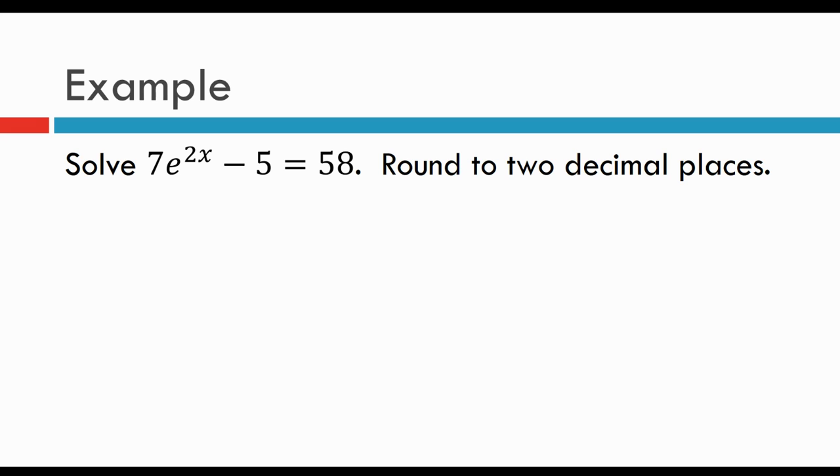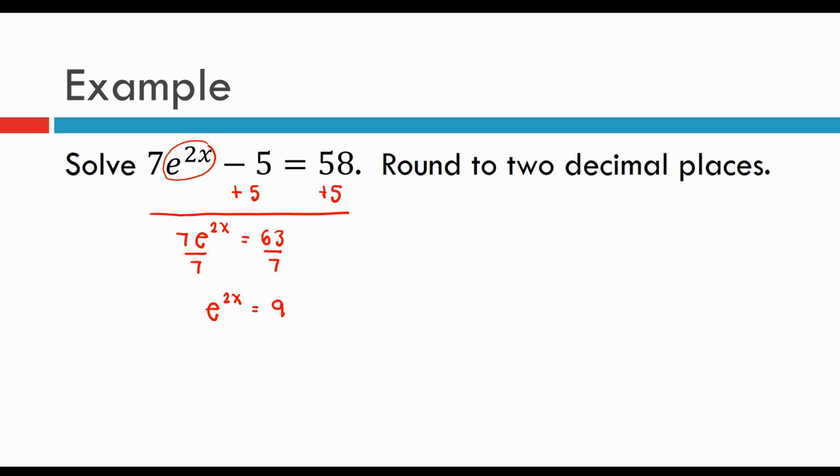Okay, let's take a look at this example. We're going to solve 7 times e to the 2x power minus 5 to equal 58. Once again, we're going to round to 2 decimal places. Okay, so because we do not have our base by itself, this is what we want to get by itself. We have a 7 and we have a negative 5 on the same side. So our first step is we have to isolate to get that e to the 2x power by itself. So following the rules for solving an equation, I'm going to add the 5 first. That's going to give me 7 times e to the 2x power, and that's going to equal 63. I'm going to then divide both sides by 7, and that will get me my base by itself.